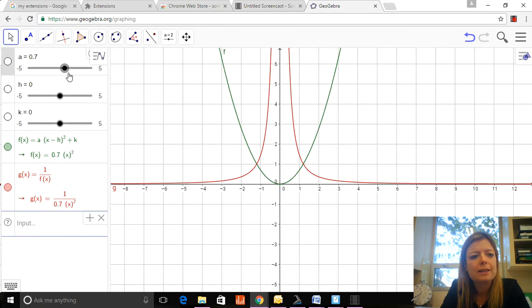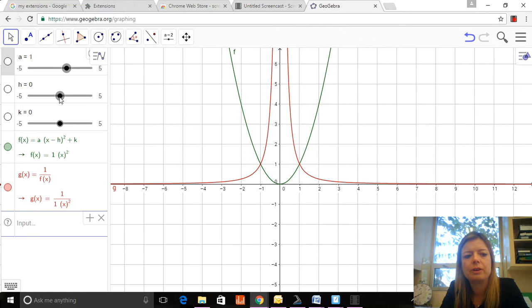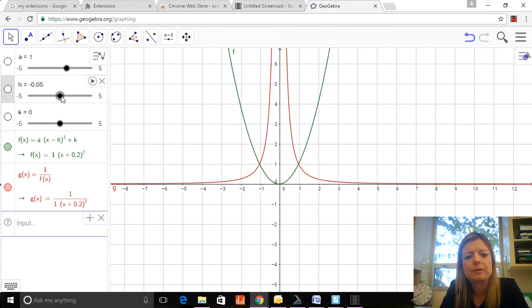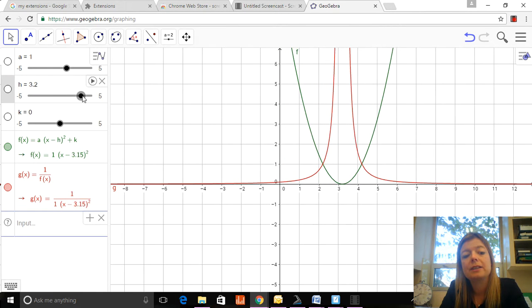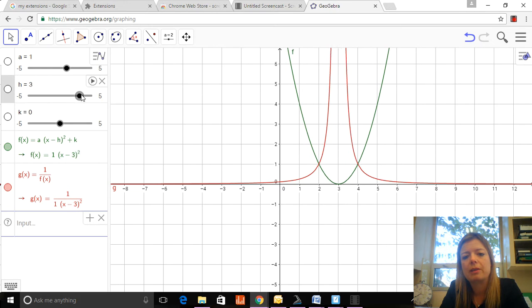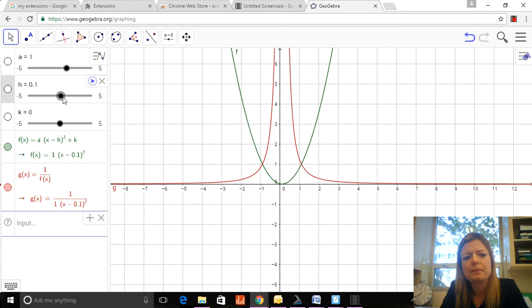But it gets a little bit trickier when I move up and down, or left and right. If I change my h value from 0, it's going to move left or right. If I'm moving to the right, notice that my reciprocal just moves right along with my parabola. In this case, there's an x-intercept of 3, my asymptote's at 3, so my intervals of decrease go to 3, which means these increase from 3, etc. So basically, the reciprocal just follows along with that.